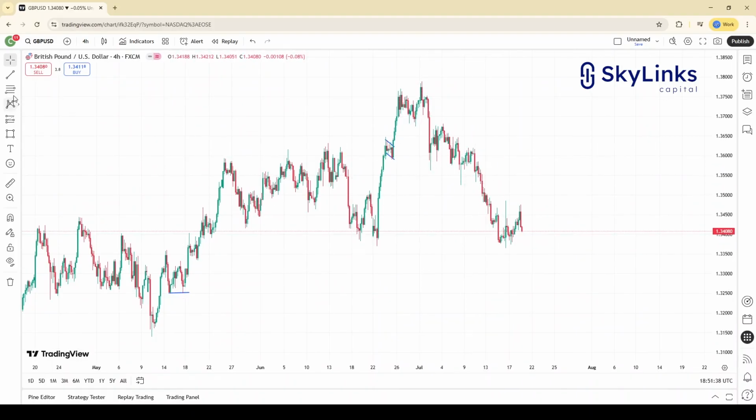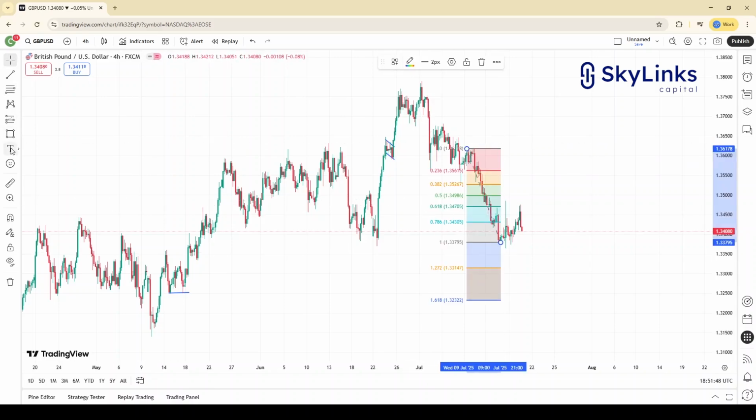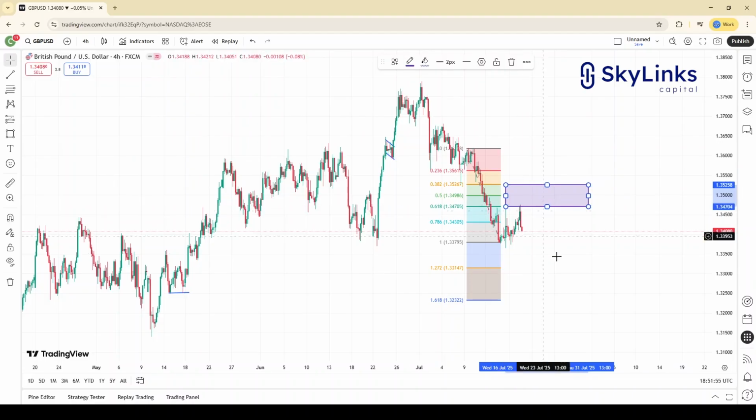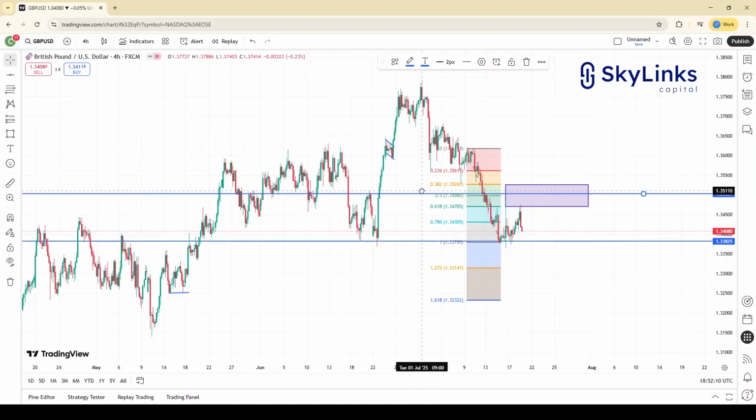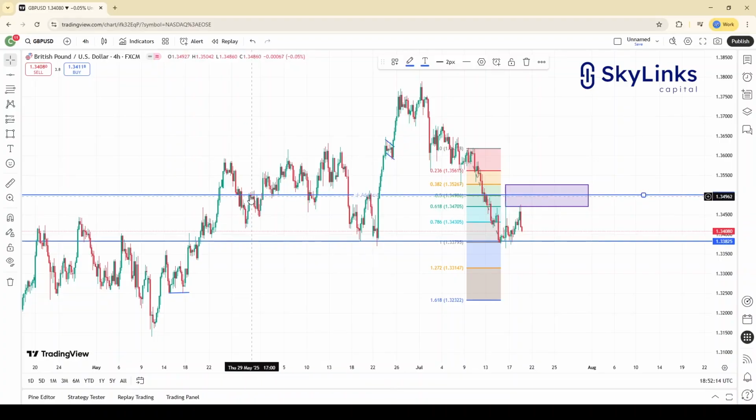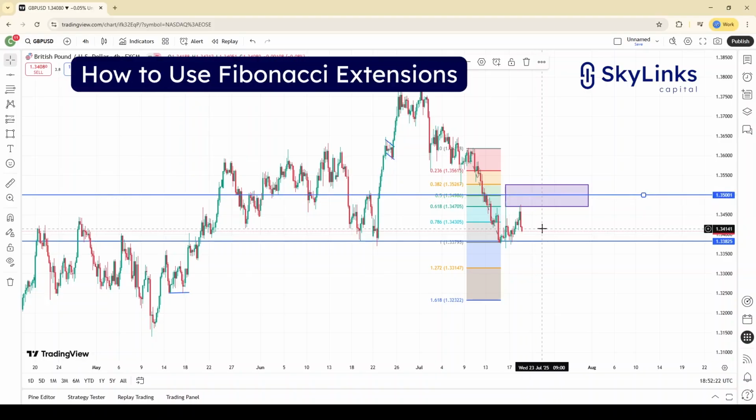So we could argue there's a swing here. So we'd be looking at identifying this zone. You can see it tested into it, but we're just running into support here. So this would potentially be a sell zone. You can see actually we've got an area of resistance here. So resistance, support, resistance. So if this market comes up to this level, this potentially becomes a good area to look to sell. Now, how do we use extensions?